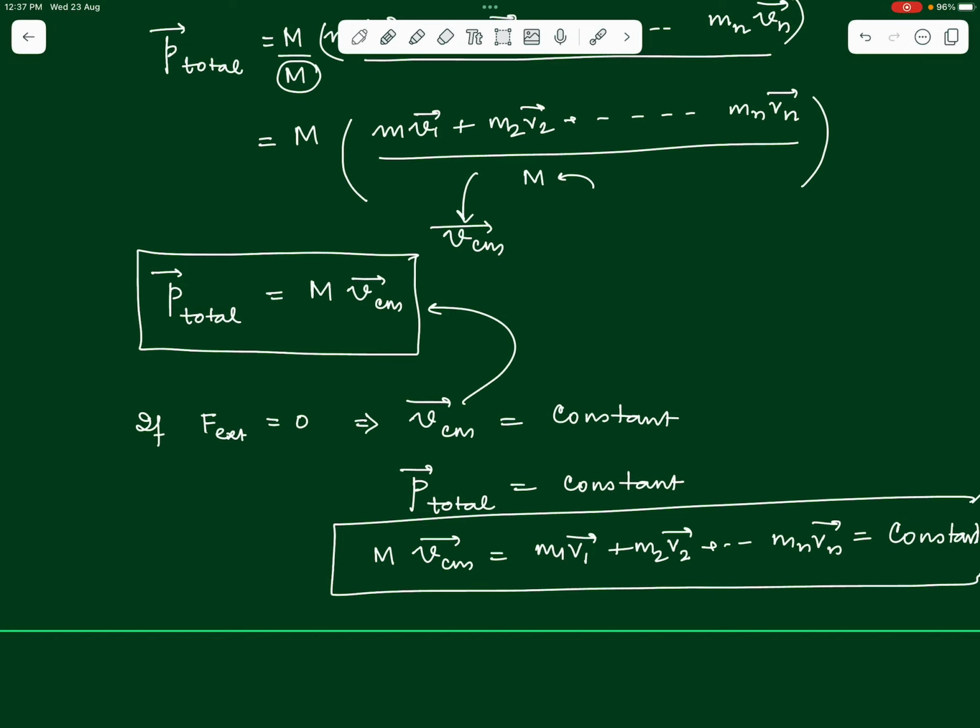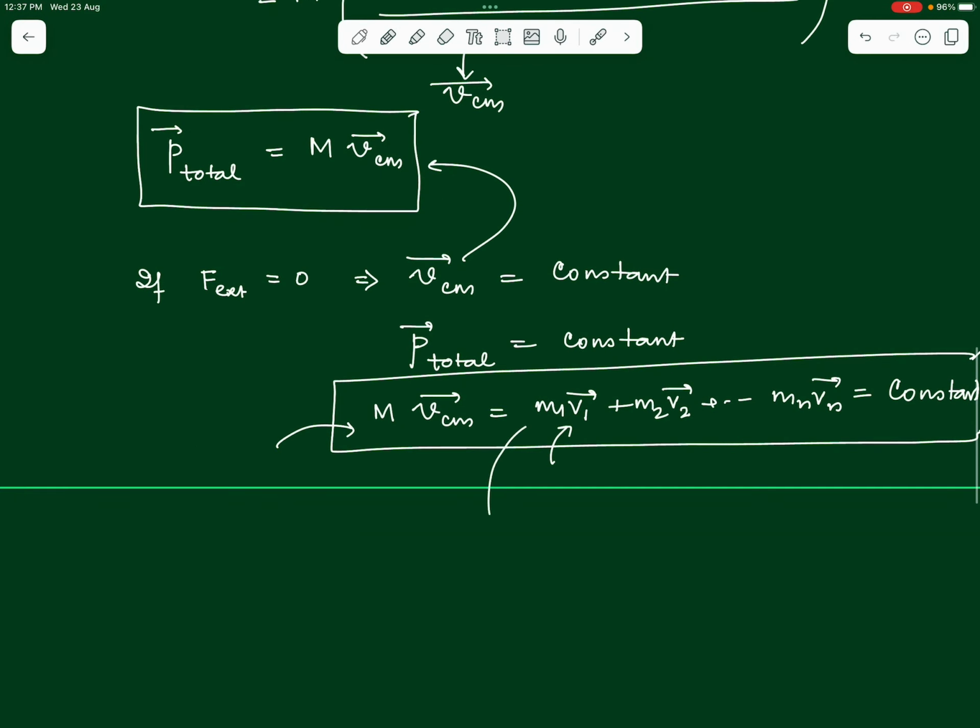It is this expression that we have written over here that we call the law of conservation of momentum. So what do we understand from here?